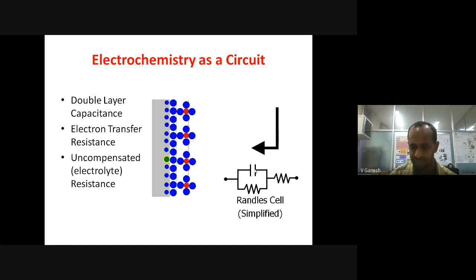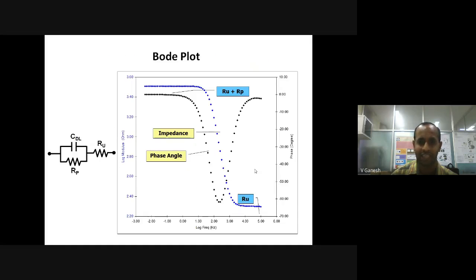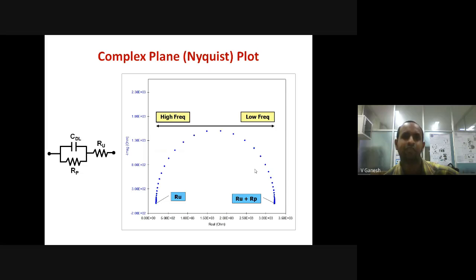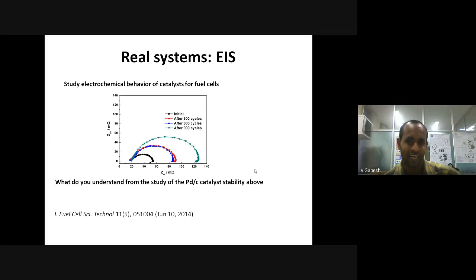is called a constant phase element, Q, rather than capacitance. Now, this is a kind of typical output one would get in terms of Bode, and for a complete charge transfer resistance, this is the kind of output you would get in Nyquist.